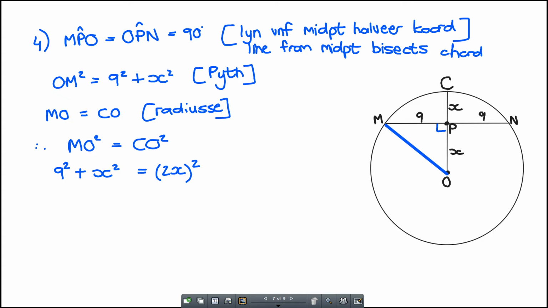Your hand up. Okay. Right. So, you agree that that's a radius, okay? And this is a radius. So that's why I can say MO is equal to CO. You fine with that? Okay.